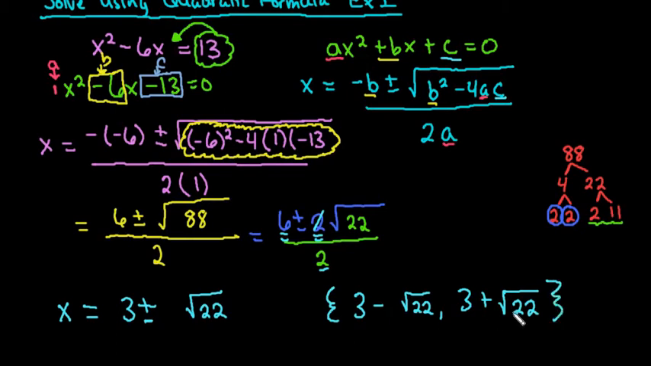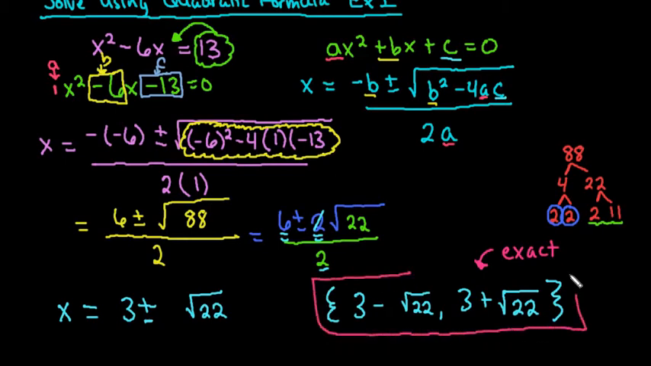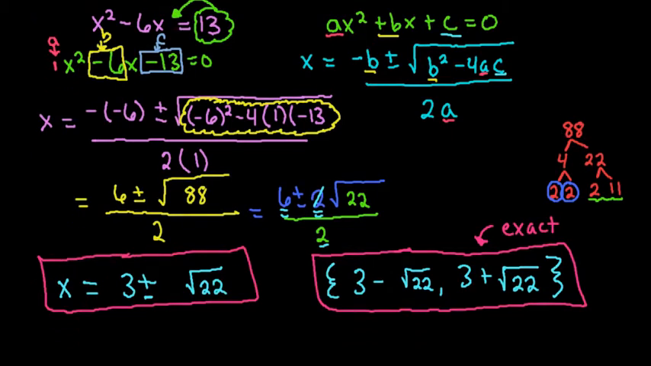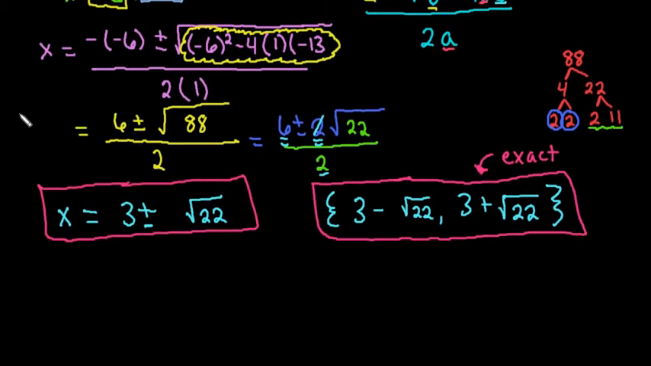So this is what is known as an exact solution, because for the square root of 22, there's no whole number that goes into there, so this is the exact solution. If you're looking for an exact solution and you need it in set notation, you would write it like this. This would be an exact solution not written in set notation. And then an approximate solution would be just plugging both of those into your calculator, and I already did that. So if you wanted an approximate solution, you would just plug this directly into your calculator.